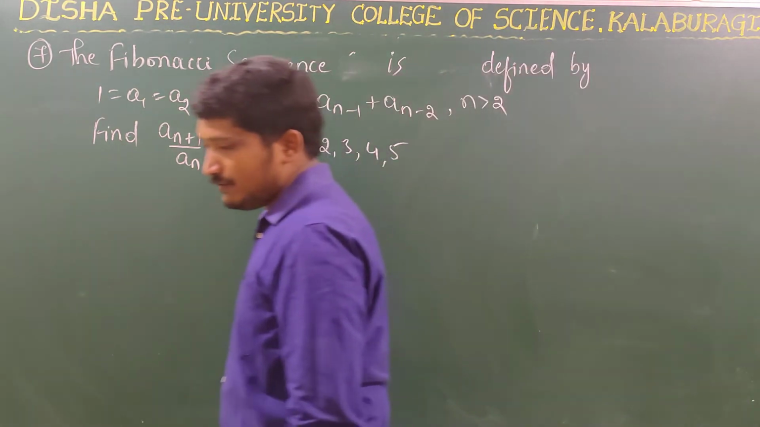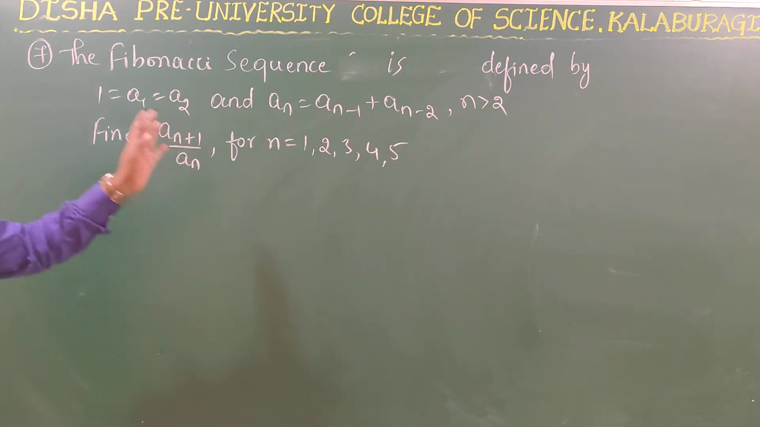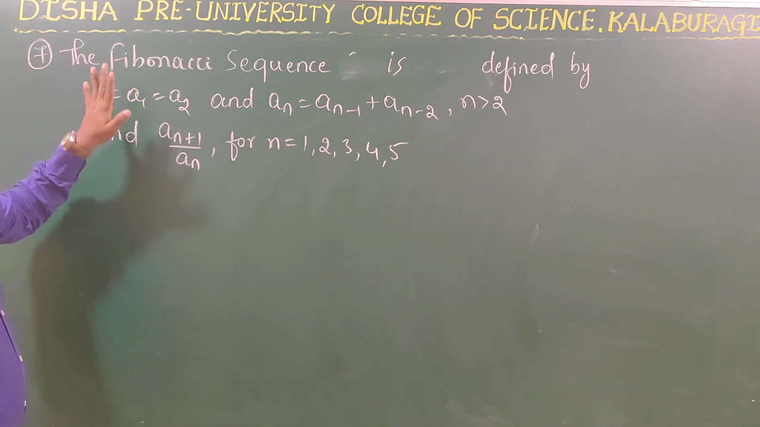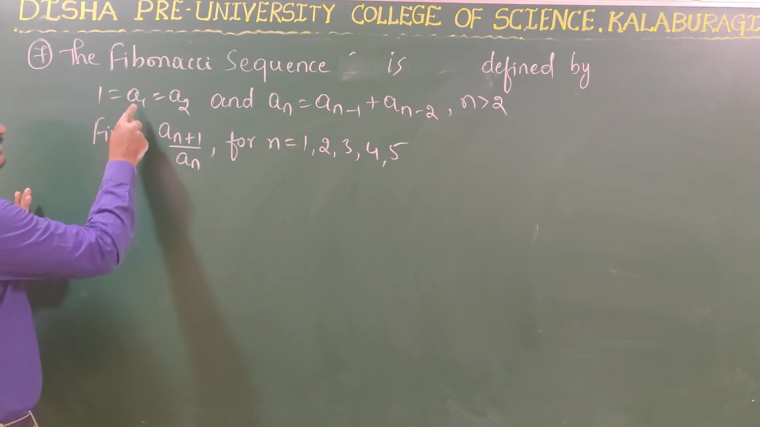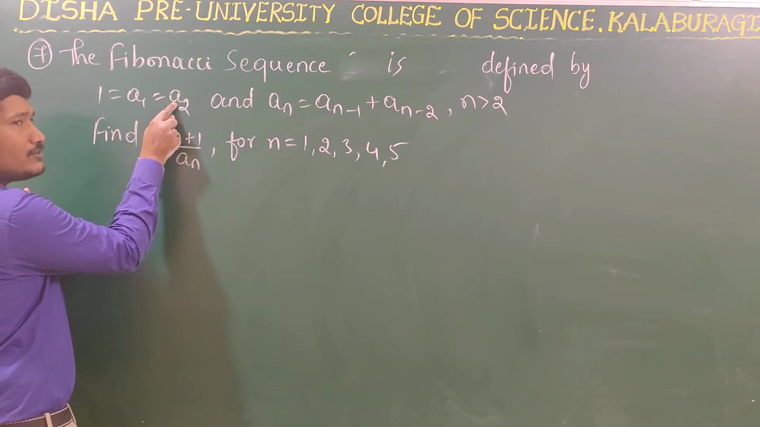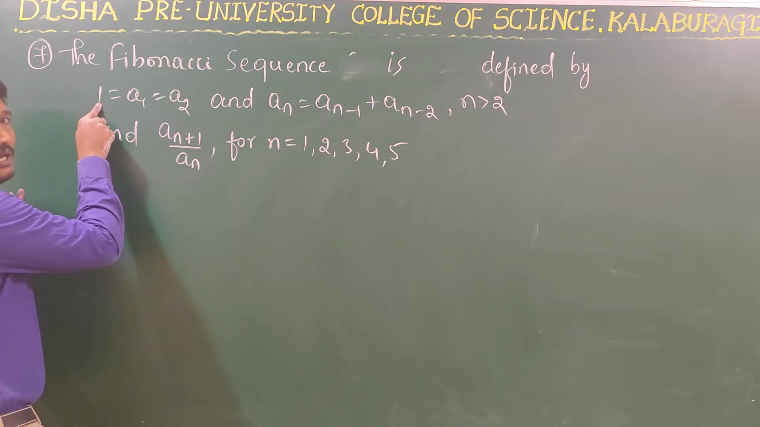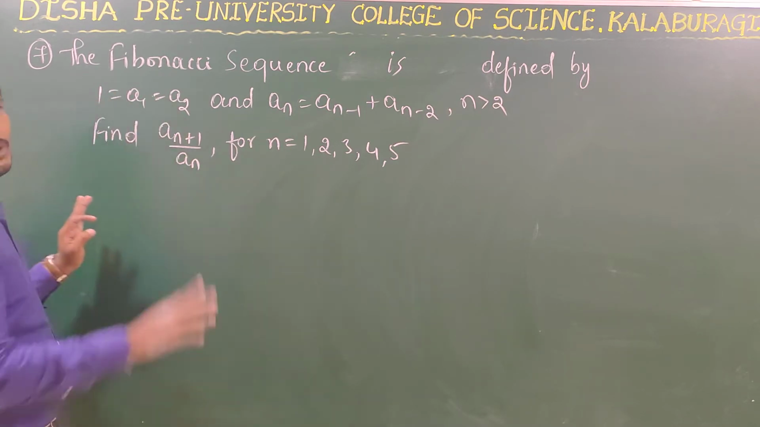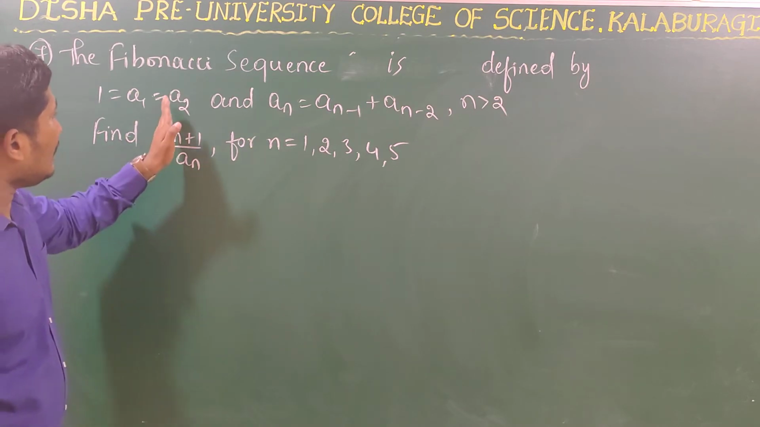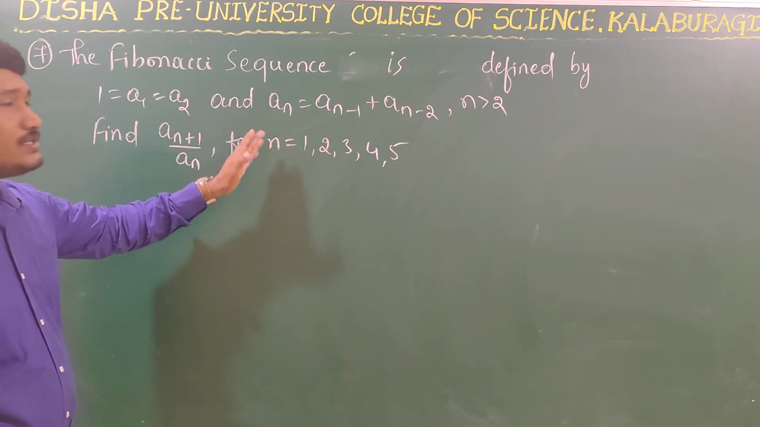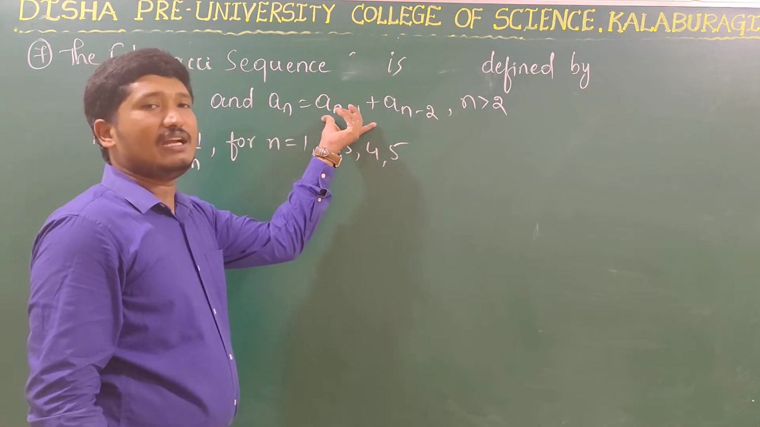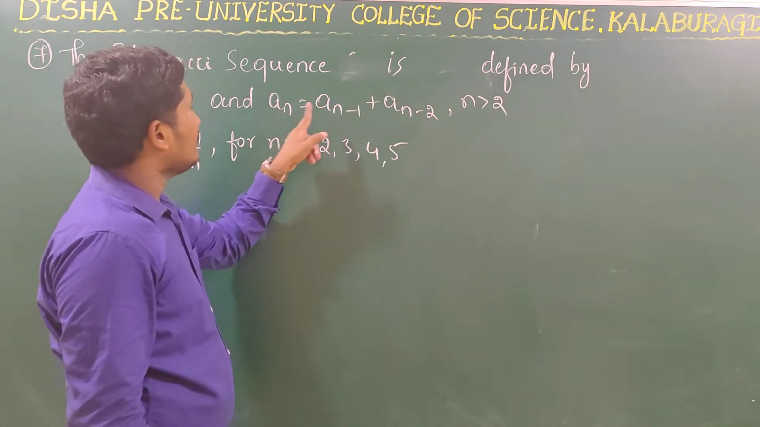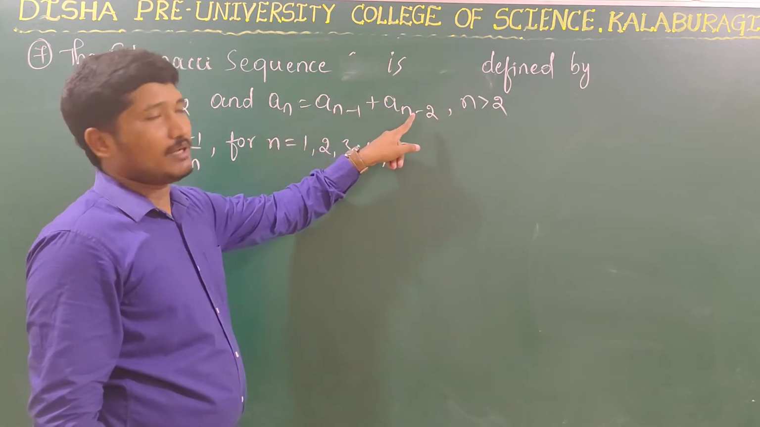Right? So we have already learned about the Fibonacci sequence. See here, the Fibonacci sequence is defined like this. That is, the first two terms of the sequence are given equal. That is, the first term is equal to 1 and the second term is also equal to 1. And the next terms of the sequence are to be determined by using this relation, that is, an is equal to an minus 1 plus an minus 2.